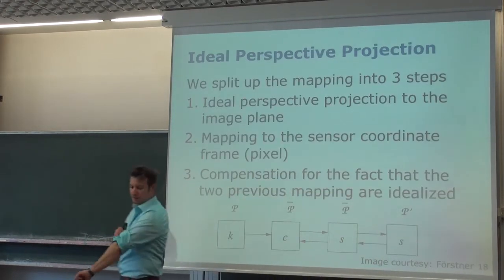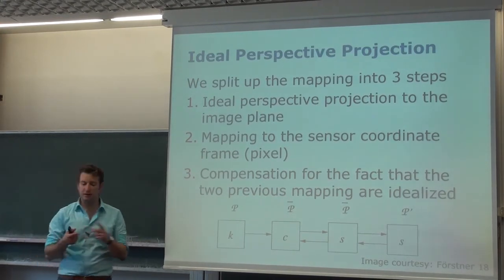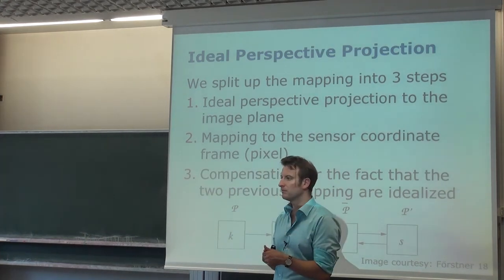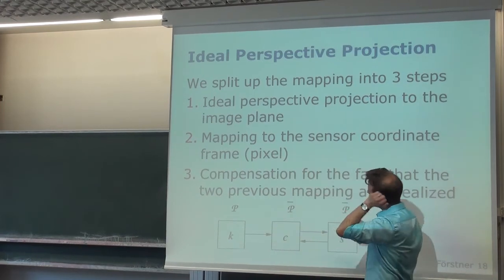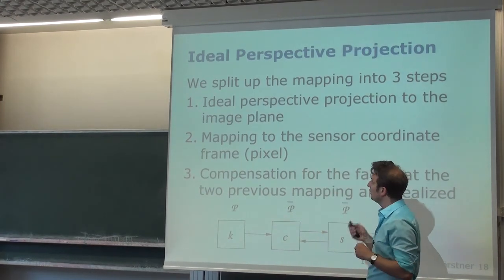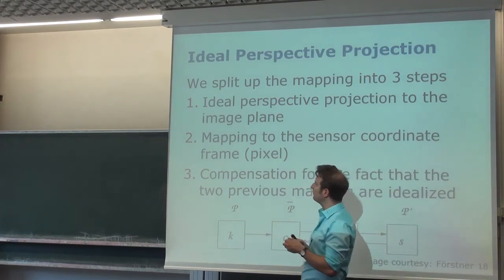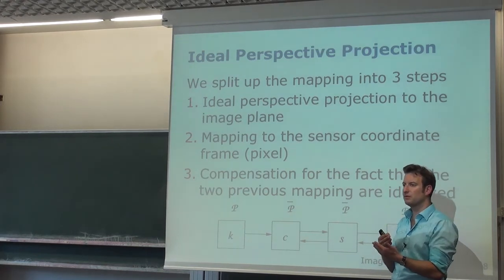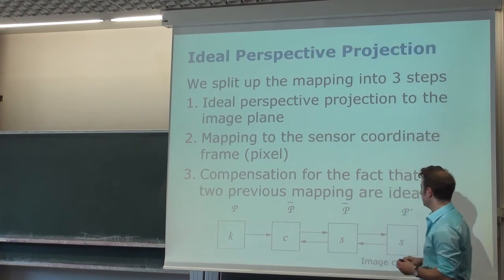Okay, let's go into the details. So we split up the overall process into the projection on the image plane without considering any errors that we have in there. So we use an ideal perspective projection to map to the image plane. Then the next step, we account for where the sensor is mounted on the image plane. And then as the third step, we compensate for the other errors.